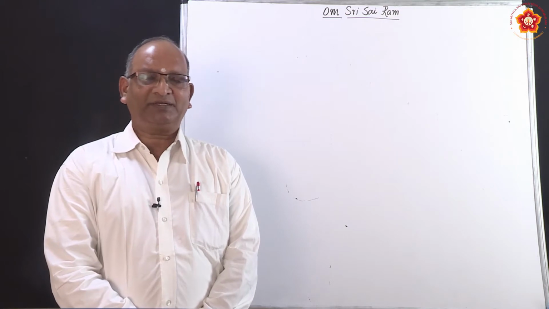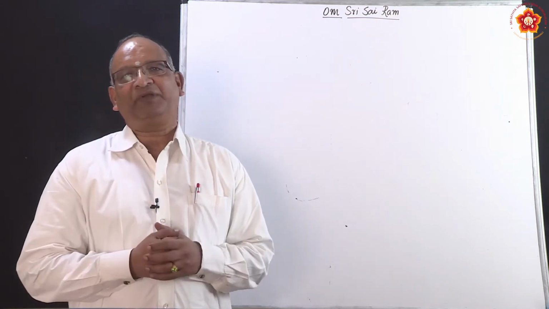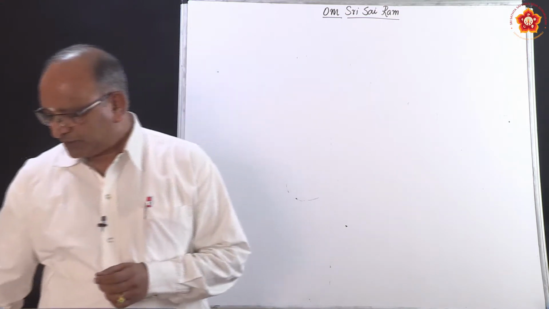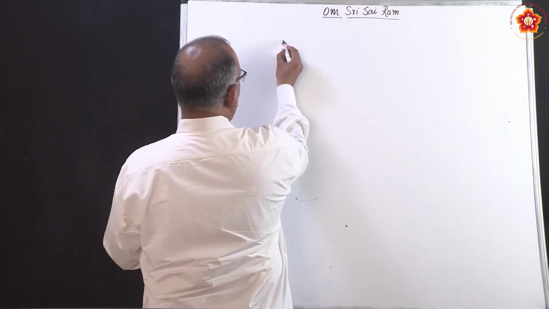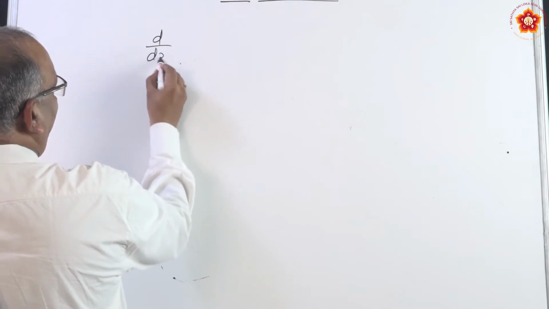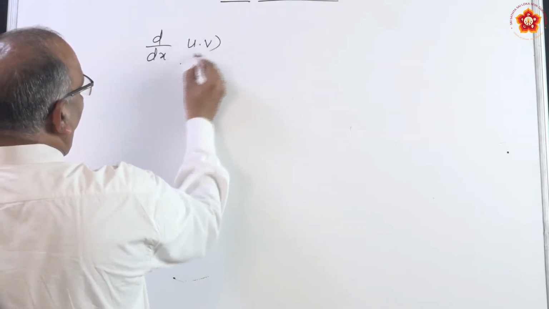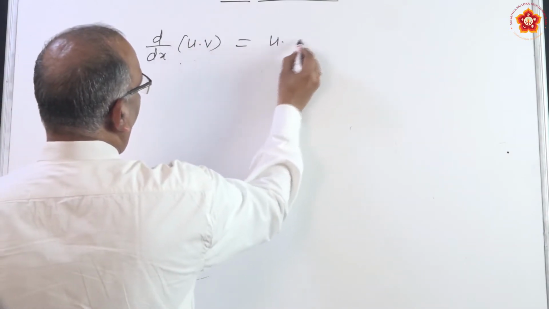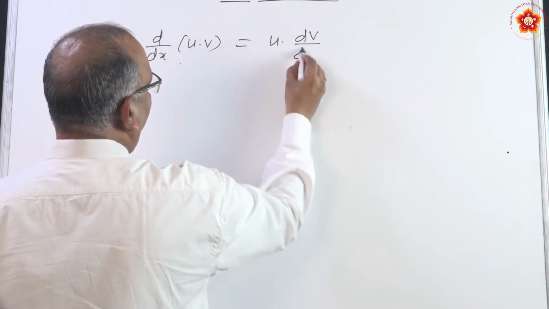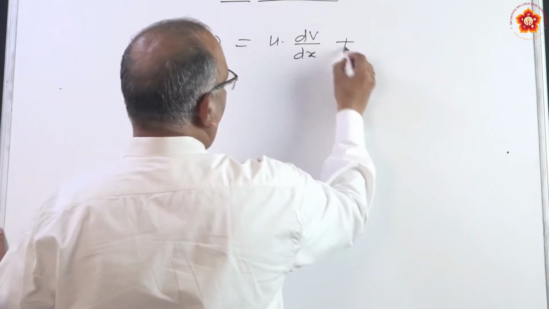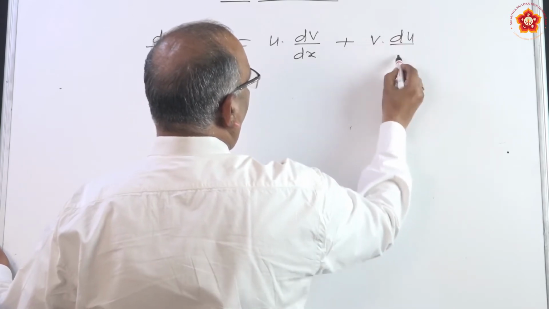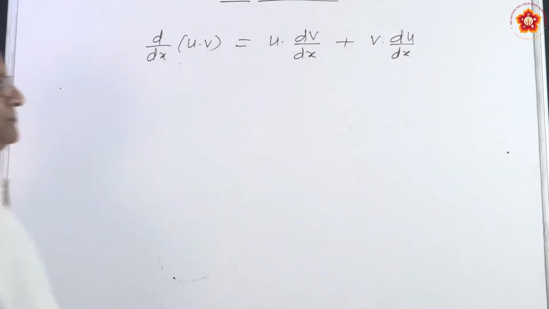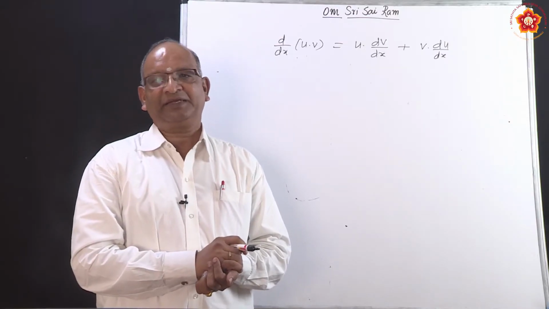How do we do it? We do it with the help of differentiation only. So, let us have a look. Let us say u and v are two functions. We know that d/dx of u into v equals u into dv/dx plus v into du/dx. This is the formula which we have learned in differential calculus.